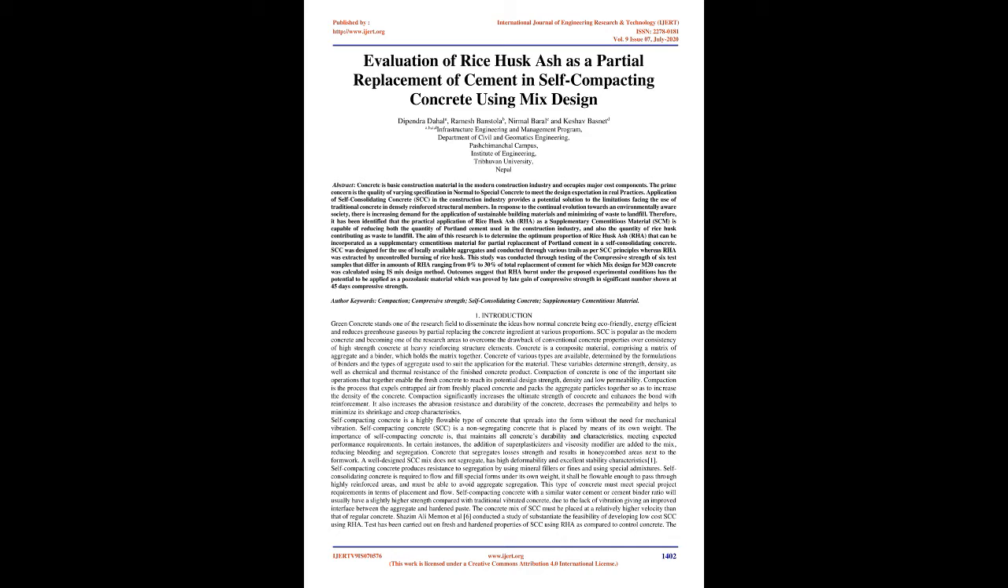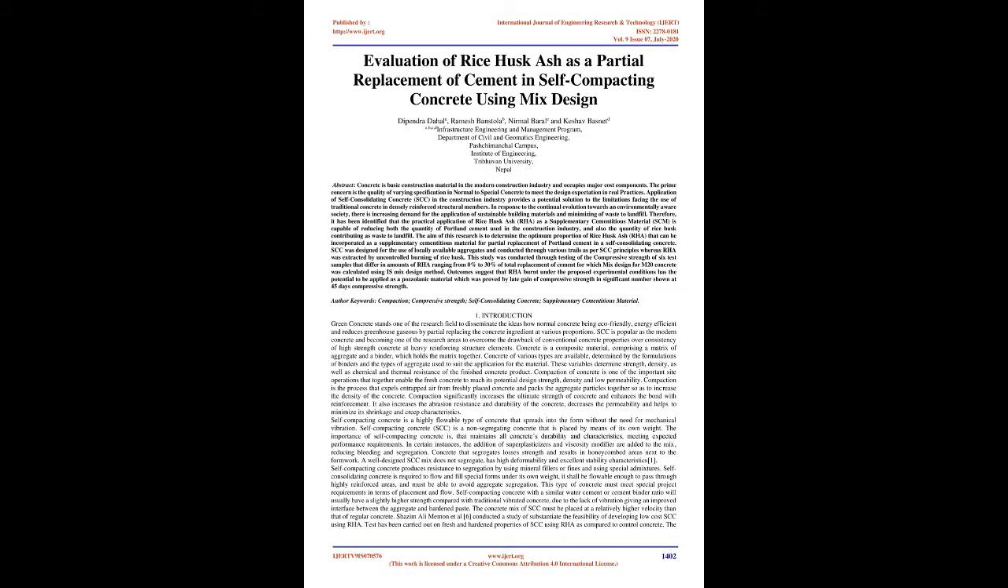The aim of this research is to determine the optimum proportion of rice husk ash, RHA, that can be incorporated as a supplementary cementitious material for partial replacement of Portland cement in a self-consolidating concrete. SCC was designed for the use of locally available aggregates and conducted through various trials as per SCC principles, whereas RHA was extracted by uncontrolled burning of rice husk.